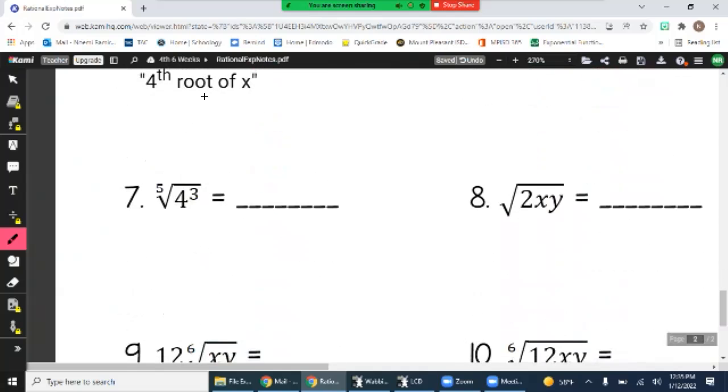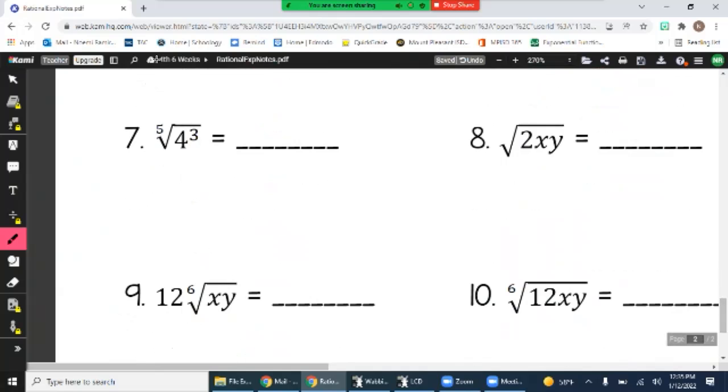Look at number 7. This time 4 already has its own exponent. So when we convert it to exponential form, it becomes 4 to the power of what? 3 over 5, inside over outside, 3 over 5.